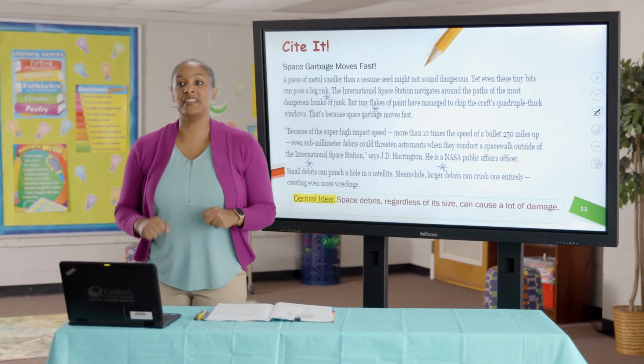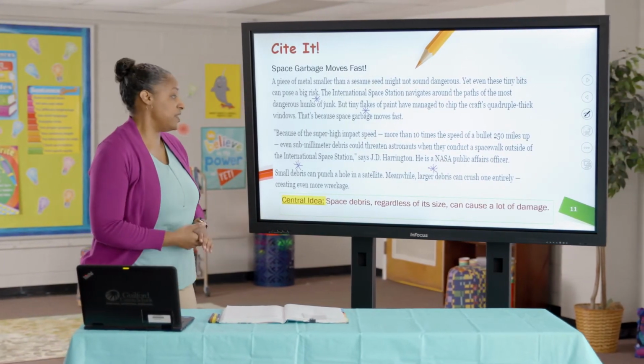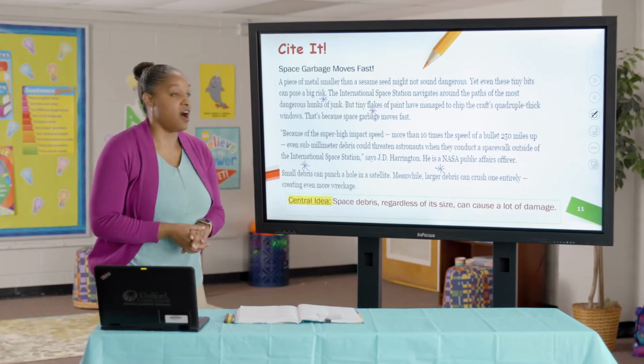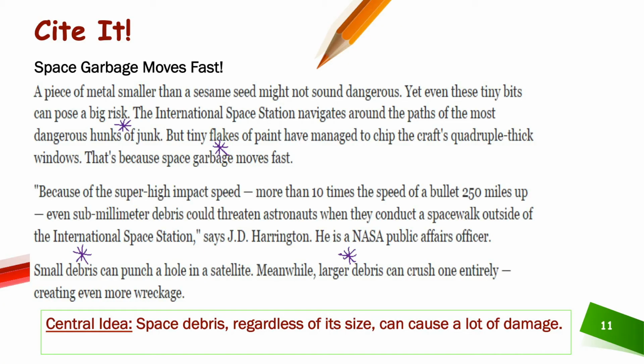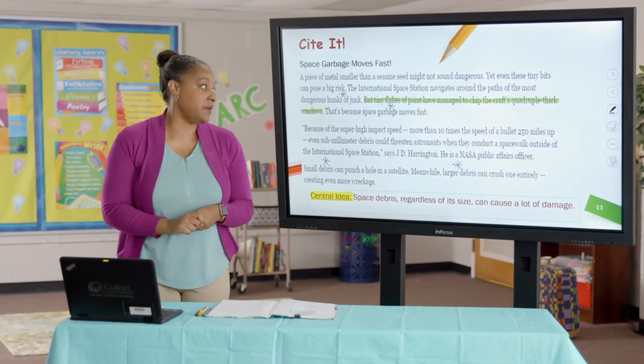Now, let's find some evidence that supports our central idea. Space debris, regardless of its size, can cause a lot of damage. Here's what stood out for me. But tiny flakes of paint have managed to chip the craft's quadruple thick windows. This is one example of how the smallest bit did some damage.